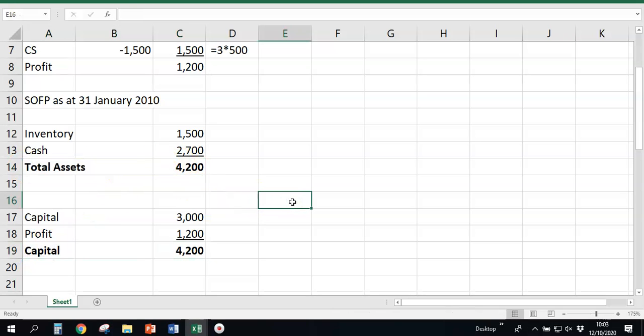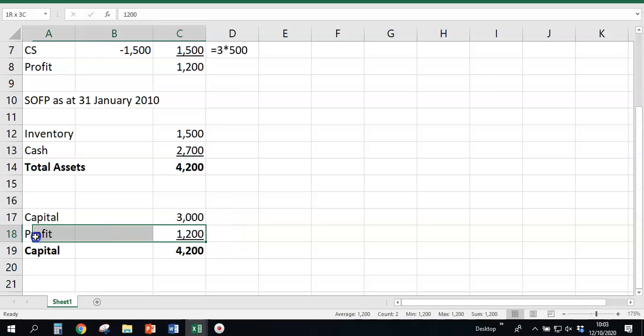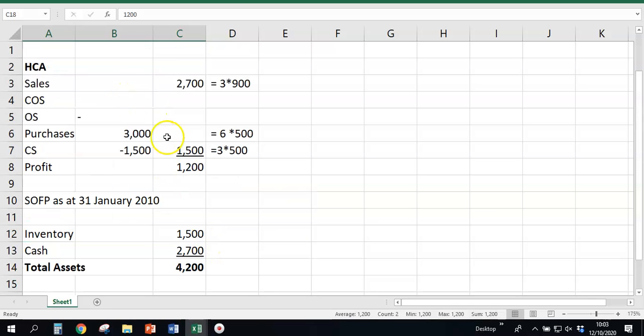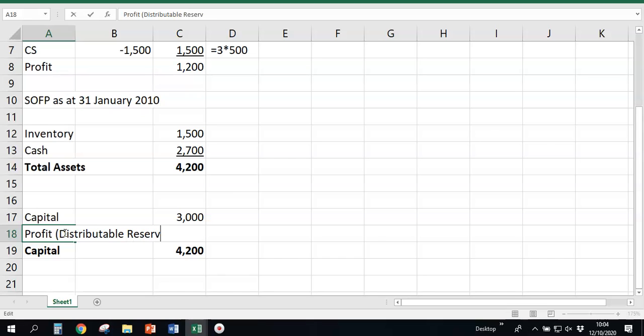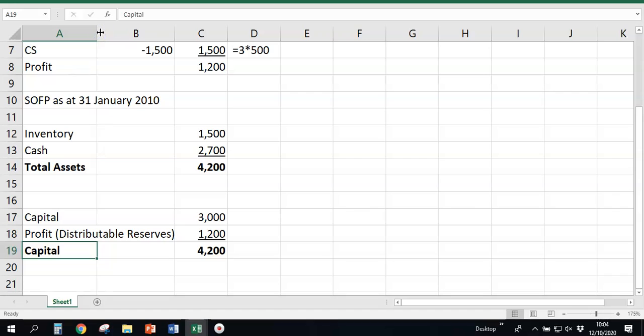So it's a very crude, very basic statement of financial position. We're getting across the basics, and we're going to look at the differences. In this instance, historical cost accounting has a profit that's going to be distributed of 1,200. 1,200 profit is 1,200 profit that can be paid out, and what we call that here, if you want to use it, is distributable reserves. What we mean by that is that it can be paid out.